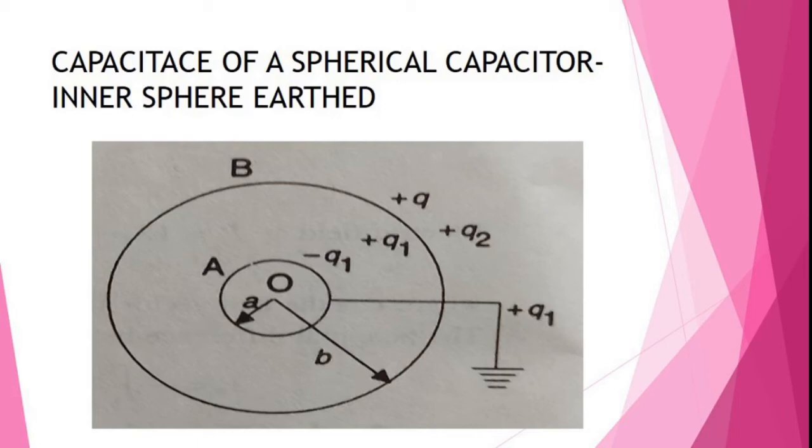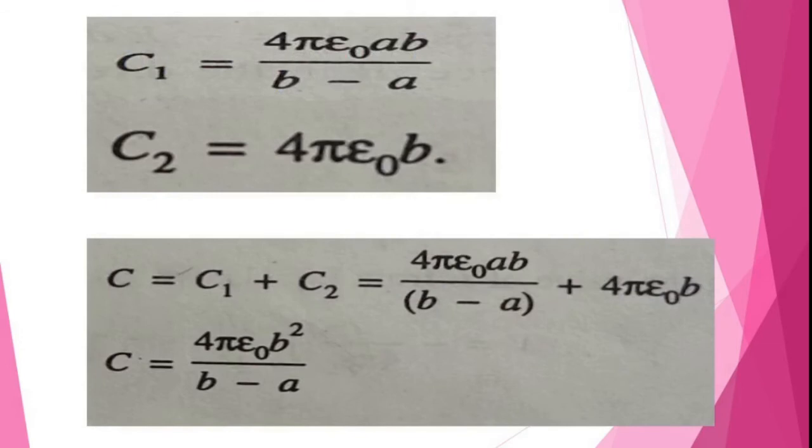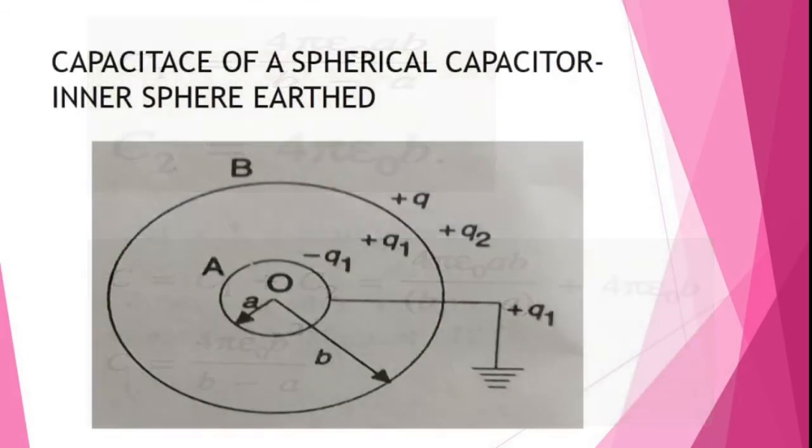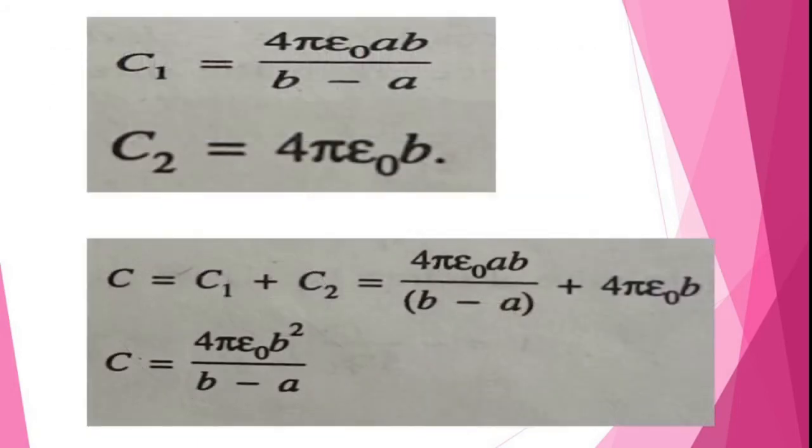So let's find out what is the first capacitance, C1. C1 means the inner sphere of radius A and the inner surface of the outer sphere, that forms a spherical capacitor having capacitance C1 equal to 4 pi epsilon 0 AB by B minus A.